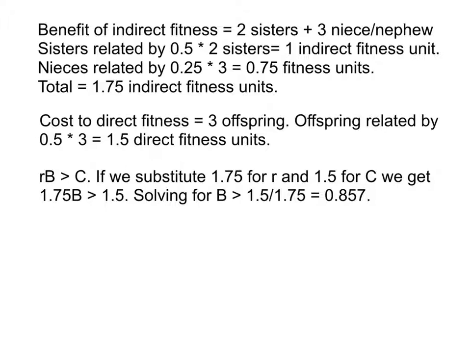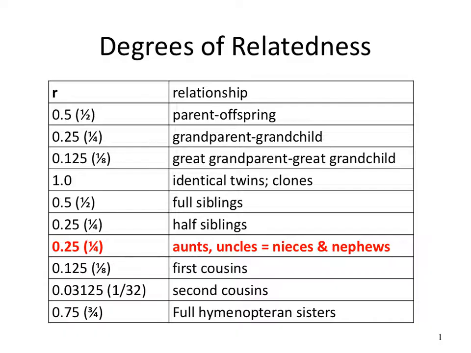So the individual, the altruist, must protect some combination of sisters or brothers and nieces or nephews that is greater than 0.857 fitness units, inclusive fitness units. For the preceding problem, since you need this, aunts and uncles are related to nieces and nephews by 1/4 or 0.25.